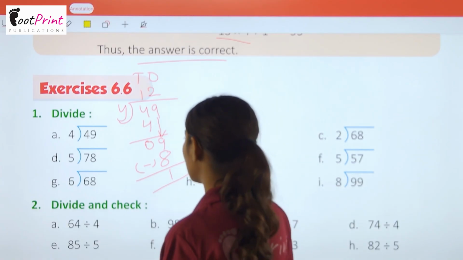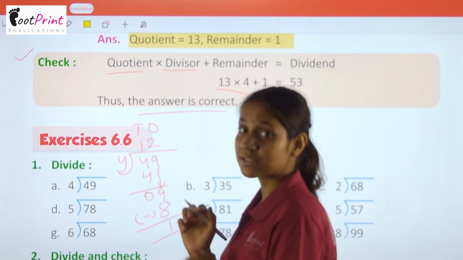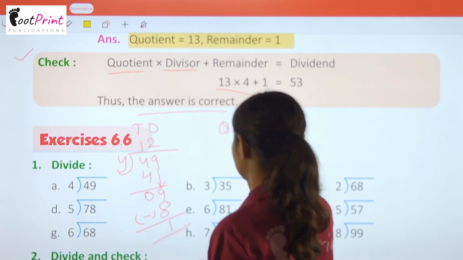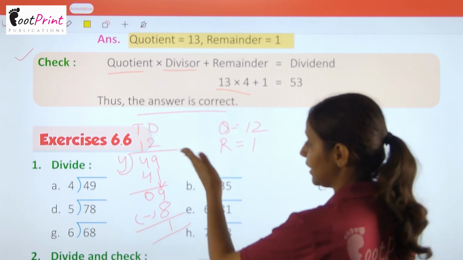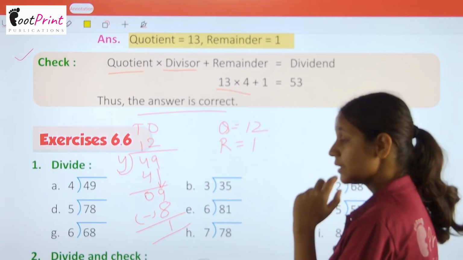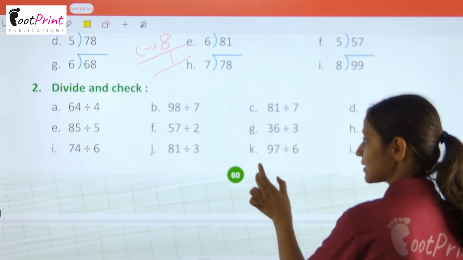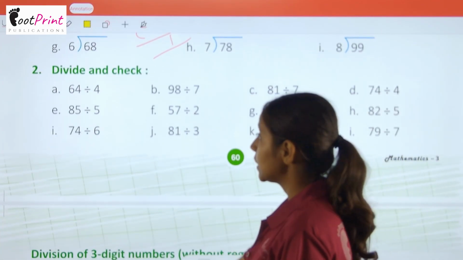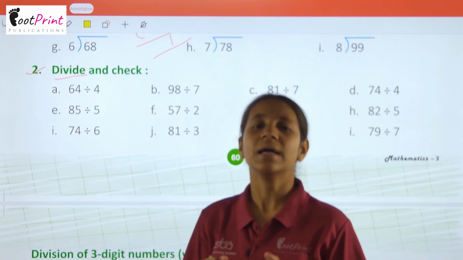Okay, so we can write here that in this division sum, quotient is 12. Remainder is 1. And divisor and dividend were written already. Okay. Similarly, the rest of the part of this exercise you have to do by yourself. In question number 2, we have to divide it and then we have to check by ourselves also.